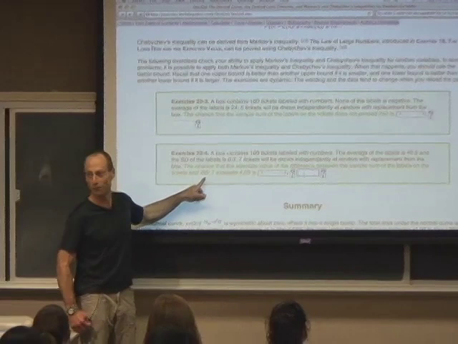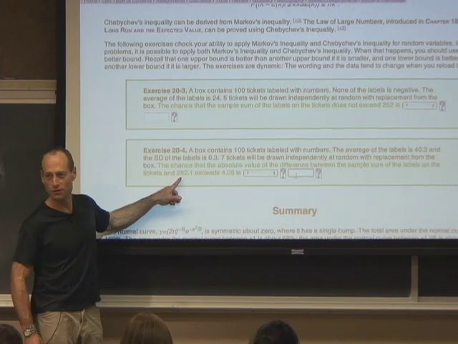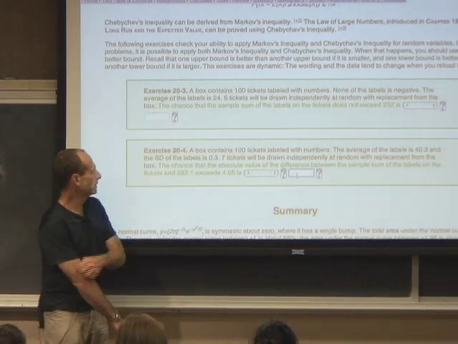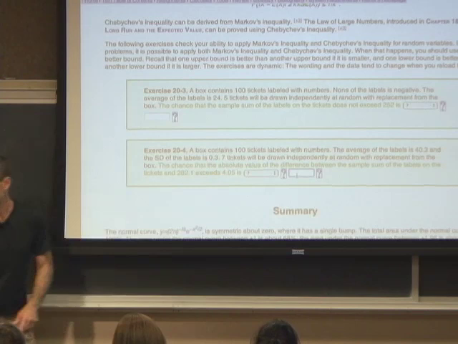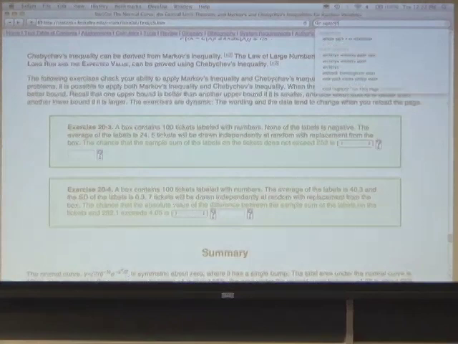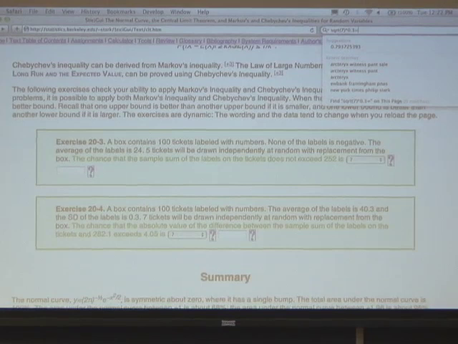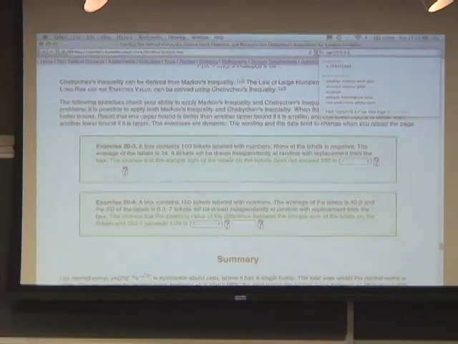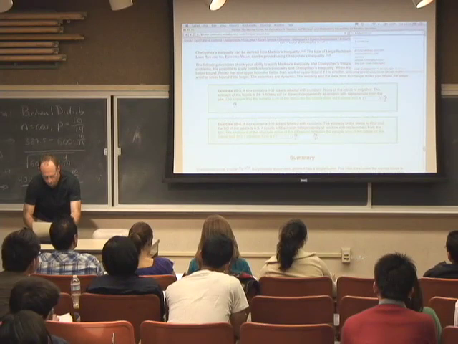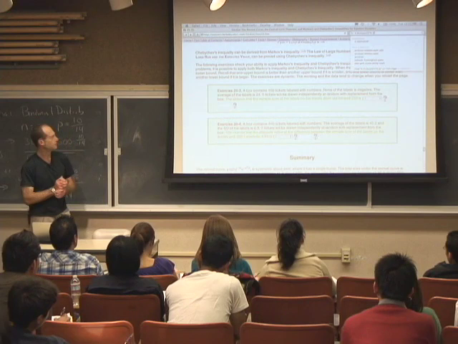What's the standard error of the sample sum of 7 draws from this box? Okay, it's going to be the square root of n, square root of 7, times 0.3, the SD of the box. Okay, so what is that? Okay, 0.7937. Okay, so how many standard errors is 4.05? I want 4.05 divided by this, right? Yes? So this is a range of plus or minus 5.1 standard errors around the expected value.